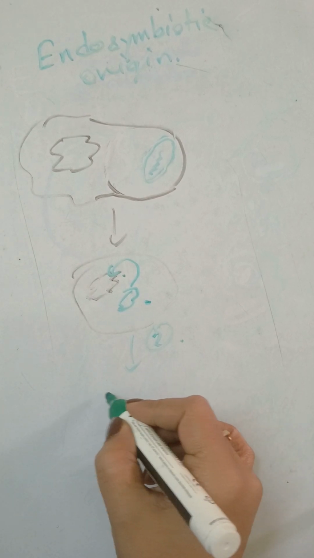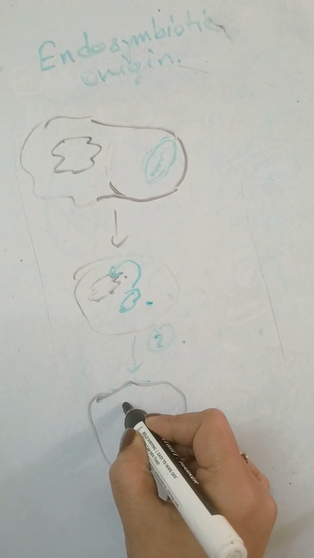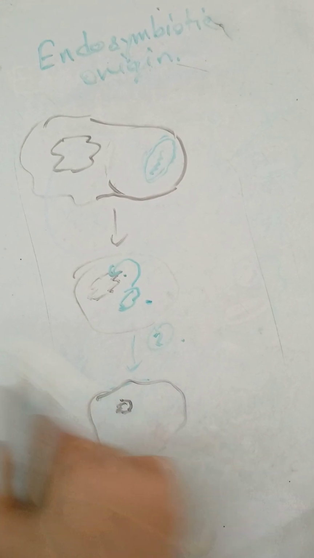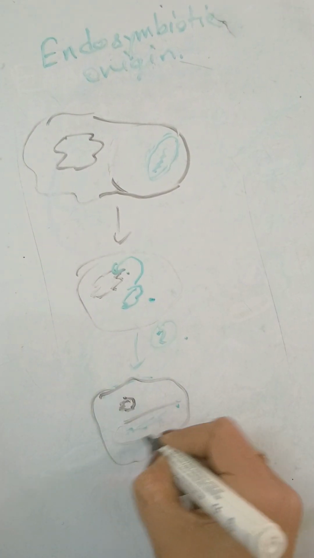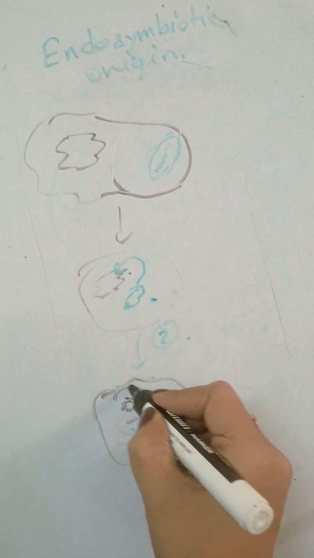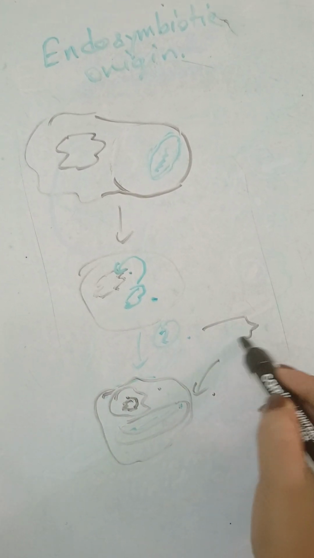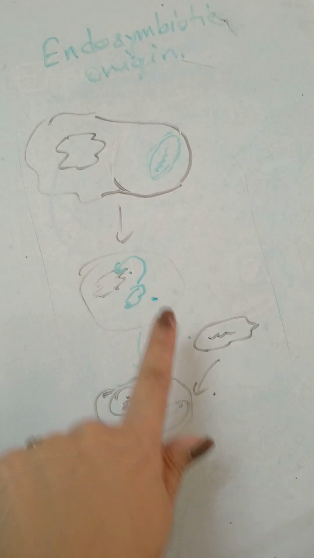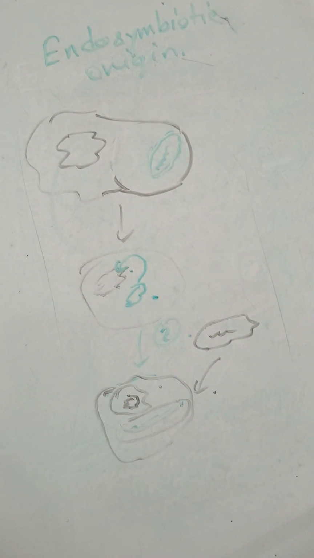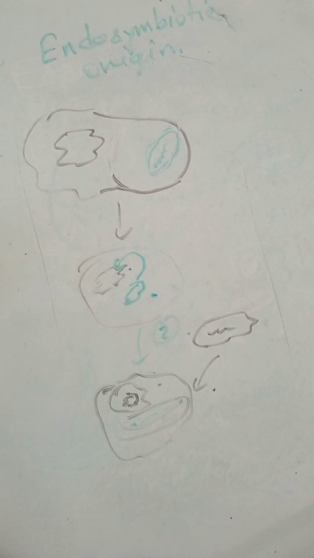Now that will give rise to a mitochondria. Or even in this third step, another extra bacterium can also be engulfed by this cell, that will also give rise to mitochondria and other eukaryotic parts like Golgi body, endoplasmic reticulum, nucleus and all.